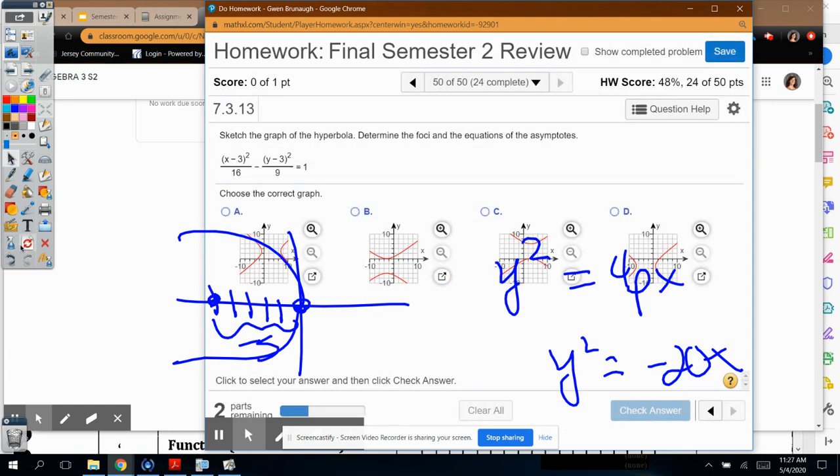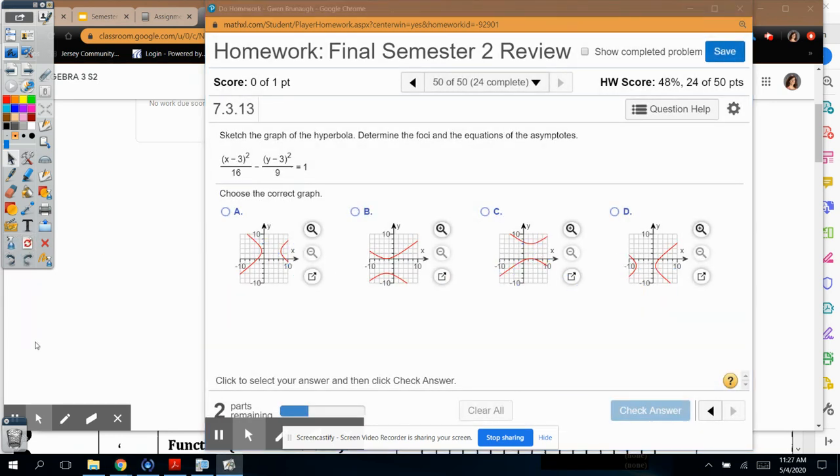Last one. Okay, which graph is right? It's going to go in the x direction because x is first. So it's going to go left to right. So b is out. So we're looking at these two. The center, with that change of sign, is 3, 3. This is not right. So my graph that is correct is going to be A.